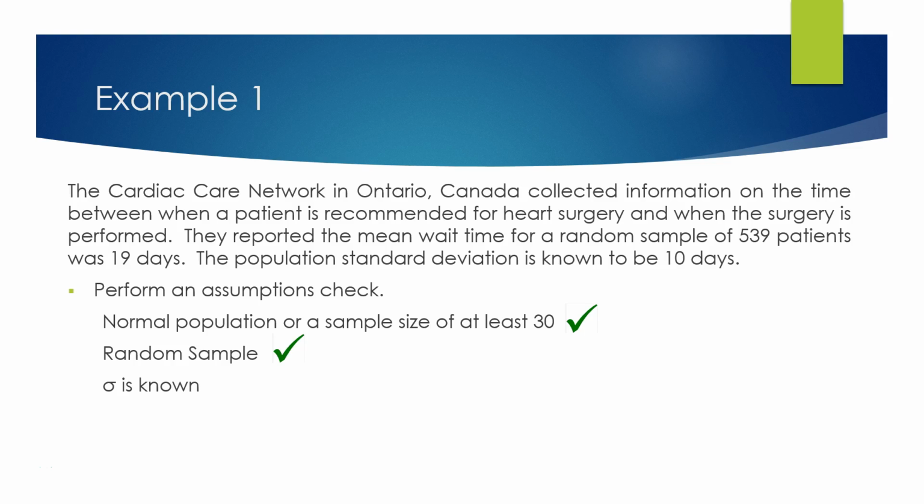Random sample, we've got it. And the reason is because they say it. I know it sounds like kind of a cop-out, but that is the reason why we have a random sample. And then lastly, sigma, our population standard deviation, is known primarily because it tells us. So the population standard deviation is known to be 10 days.